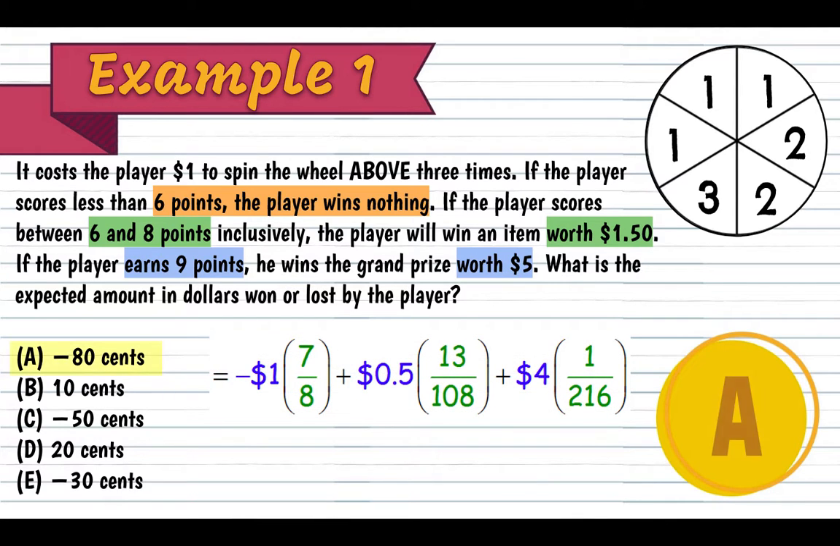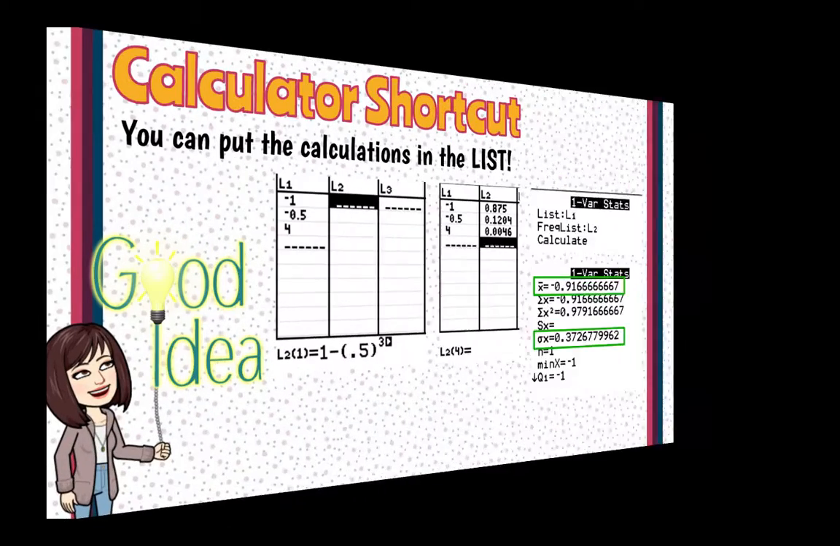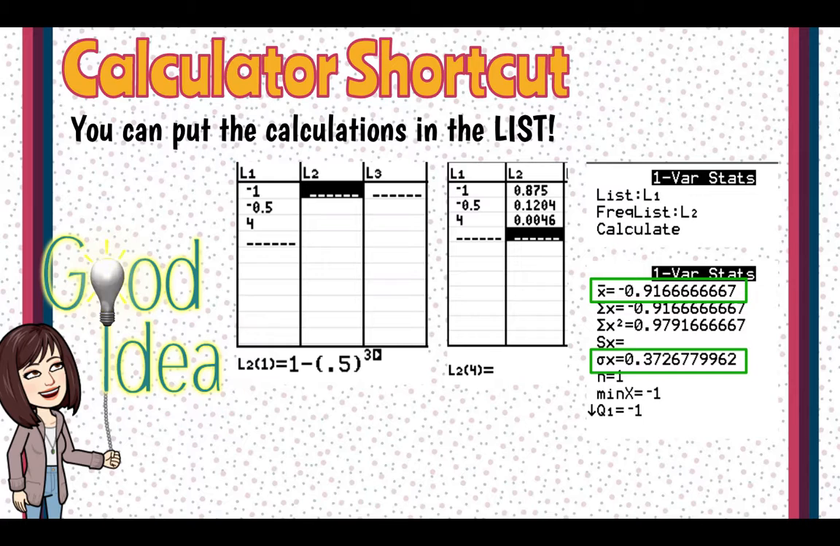All right, hopefully you got answer choice A, which is you're losing 80 cents. So again, probably not an amazing game that you want to play. Again, feel free to pause the video to jot this down or really look at how I did that calculation. If you did it in the calculator, this is what's really nice about the TI-84s, is you can do the calculations in the list. So you don't actually have to put them on the side and then put them in the calculator. You can perform them in the list and the calculator will understand.